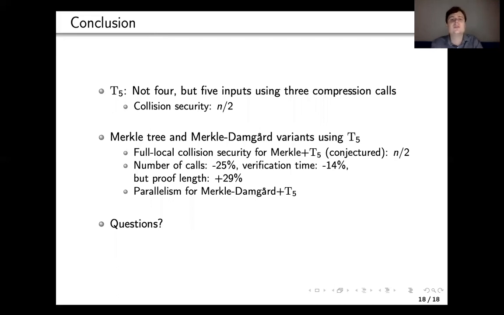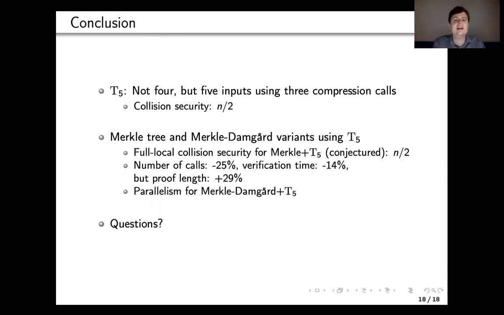Okay, here I'd like to conclude my talk. So the main idea of T5, a new construction that we introduced in this paper, is that it's an improvement over the Merkle tree in the sense that we can process not 4, but 5 inputs using 3 compression calls, while still keeping collision security to 2 to the power n over 2, or in this case plus this logarithmic factor. And then we use this to instantiate the Merkle tree and variants of Merkle-Damgård using T5.